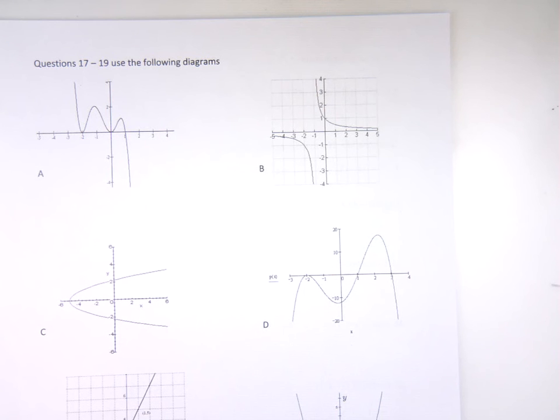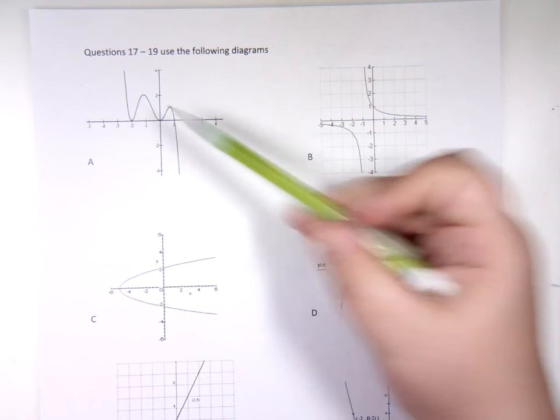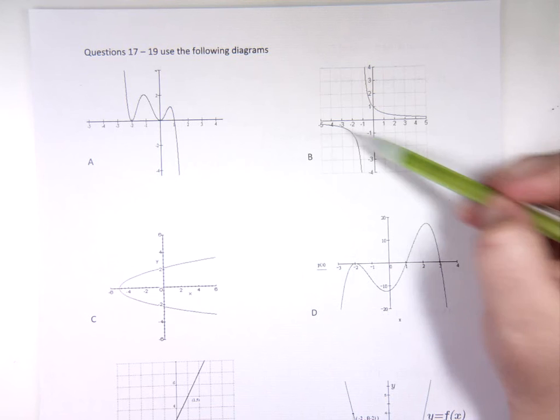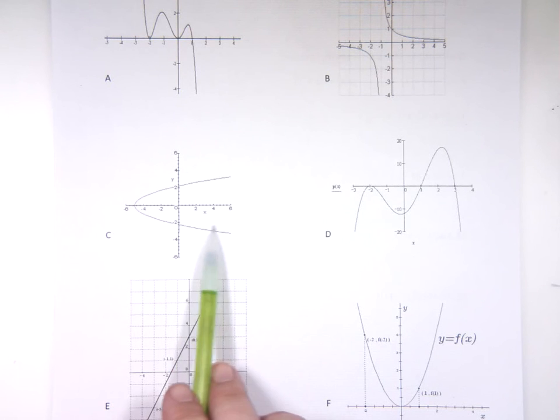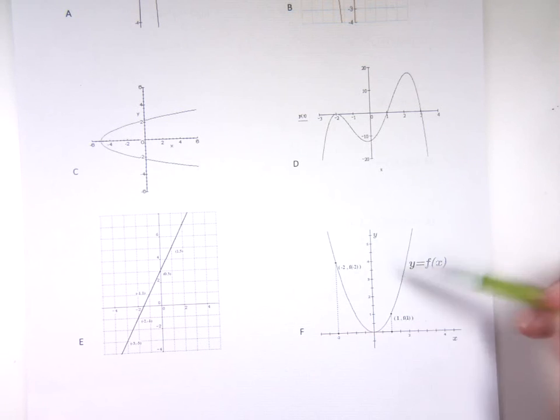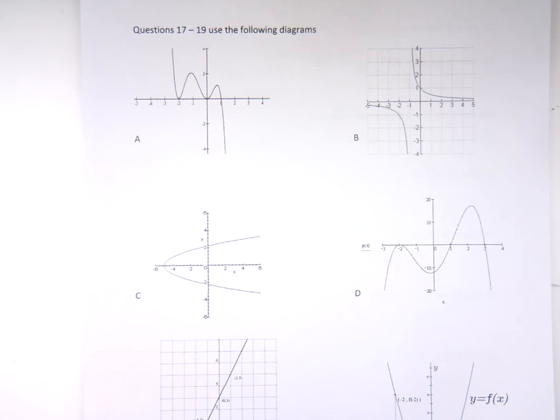Next, we've got a lot of different pictures of functions. We've got this polynomial type of function. We've got this rational type of function. We've got a parabola that's on its side. We've got some other polynomial going on over here. We've got a straight line, and we've got a parabola. So we've got all these different kinds of functions, and I asked you some questions about them.